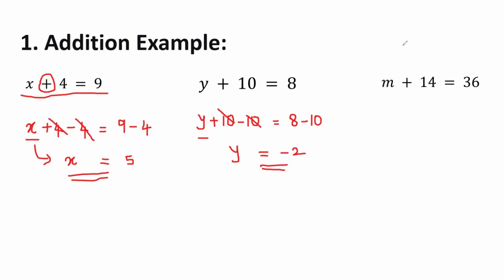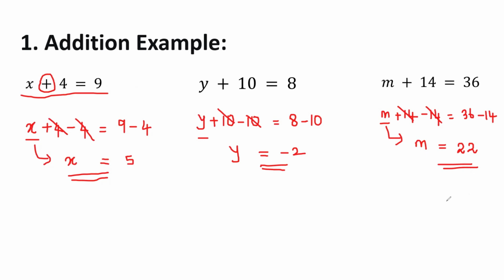Likewise you can try this. m is there, plus operation is there. So we have to do the negative operation, which is the subtraction, and likewise for the other side as well. Now these two are getting cancelled, so m will be isolated. m is equal to 36 minus 40, right? So that is minus 4. That's how we have to do the addition examples.